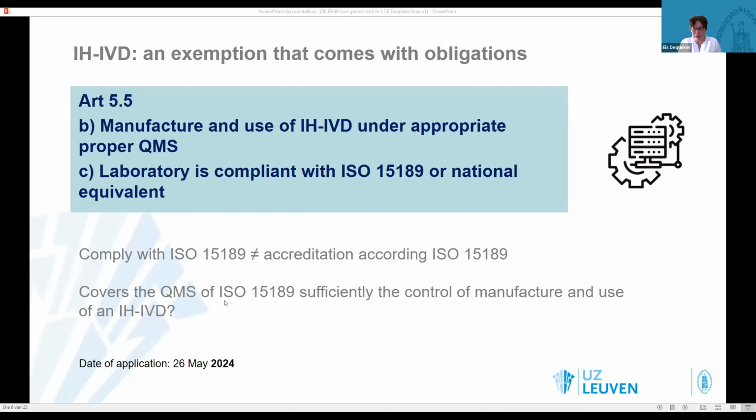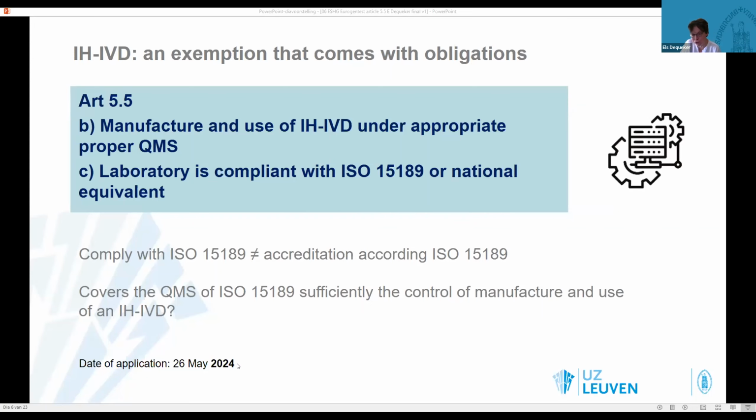If we look at elements B and C, those need to be compliant in 2024. This is related to the quality management system. And we already had questions this morning about what is the difference between 15189 and manufacturing. So it is important to know, if we look at B, the manufacture and use of an in-house IVD under an appropriate, proper quality management system. The question is, can we, in our quality management system that we have according to 15189 or national equivalent, be compliant so that you can find back how the manufacturing is done for our kit?